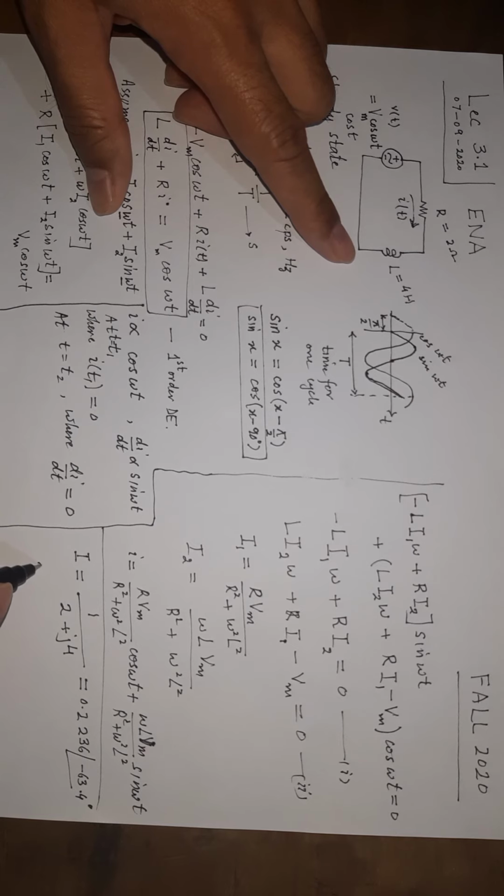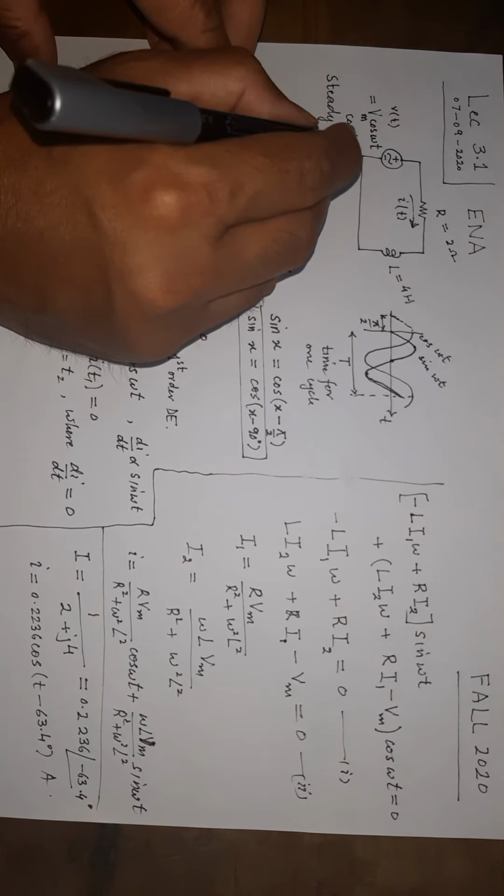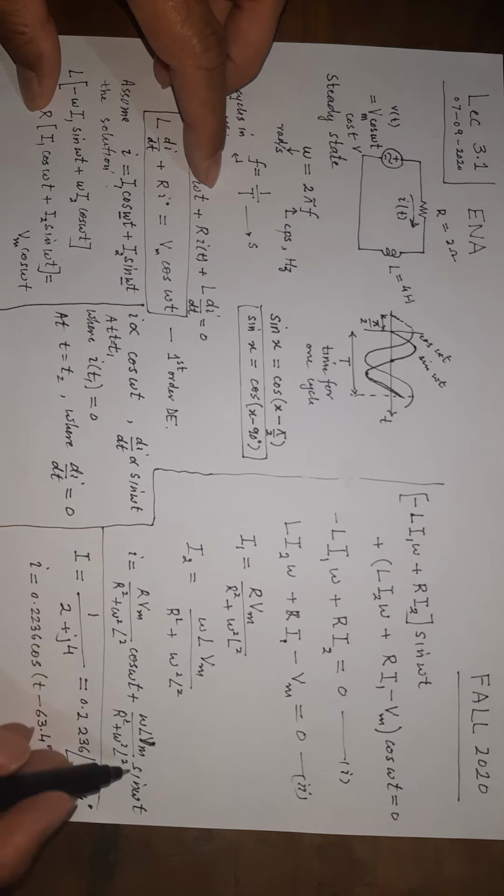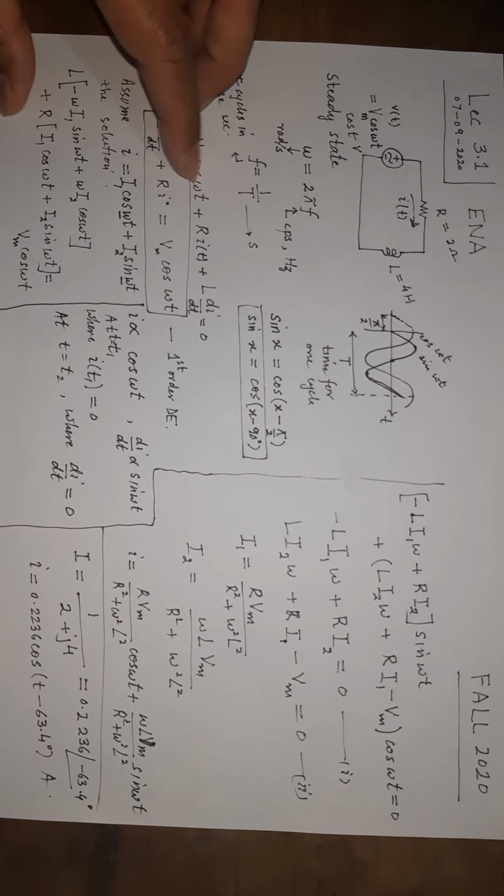And using the inverse magic, we can write i(t) would be equal to 0.2236 cos of omega t, which is t here, minus 63.4 degree ampere, assuming this was in volt. So how does this apply to this? So let us see.